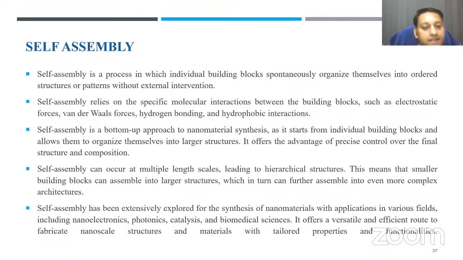Now coming to the self assembly, it is a bottom up approach. Contrary to the other approaches, those are top down approaches. This is the bottom up approach. In the bottom up approach, what happens? The molecules come closer because of the electrostatic forces, van der Waals forces, and the chemical bonding forces, hydrogen bonding, etc. So they assemble together and then they form a nanomaterial.